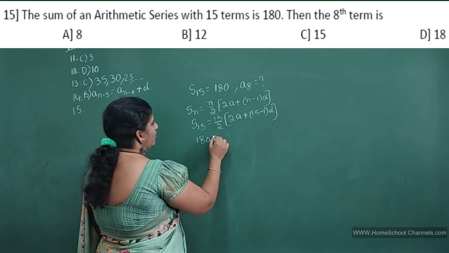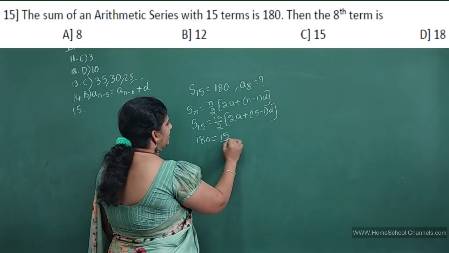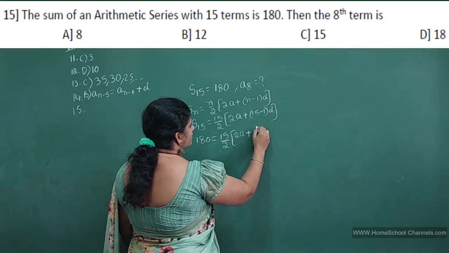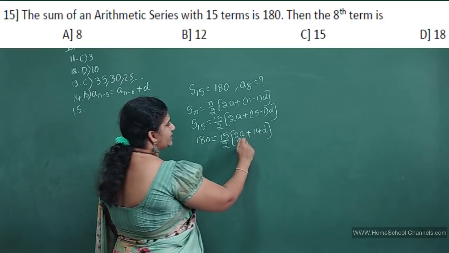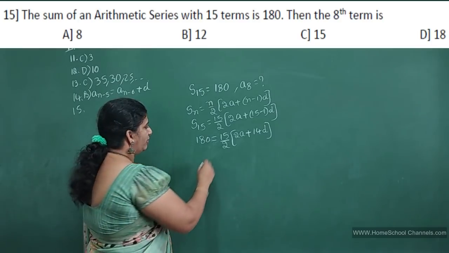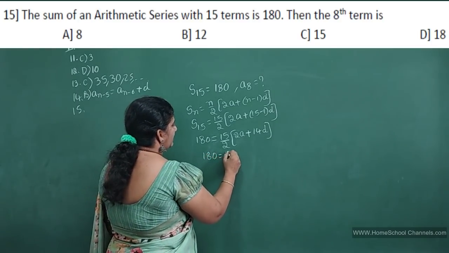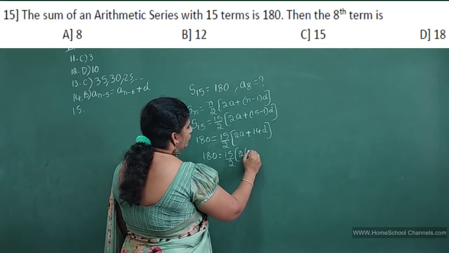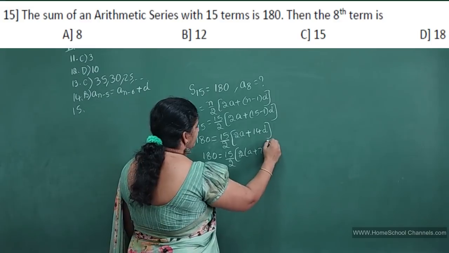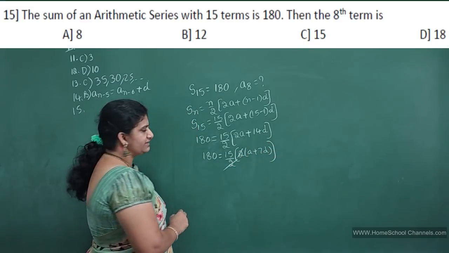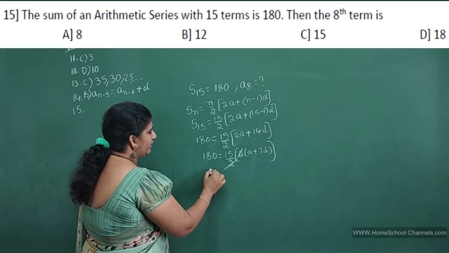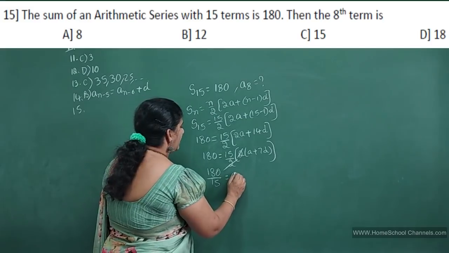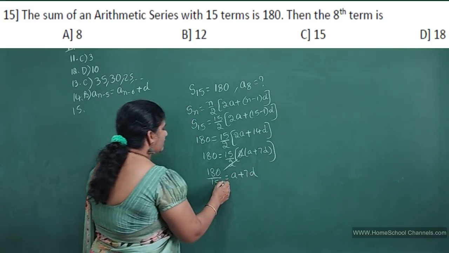S15 is 180. 180 is equal to 15 by 2 into 2a plus 15 minus 1 is 14d. Among these two, is there anything common? 2 is common. 180 is equal to 15 by 2 into, take out 2 common, a plus 7d. This 2 will be cancelled. And this 15, bring here, 180 by 15 is equal to a plus 7d.